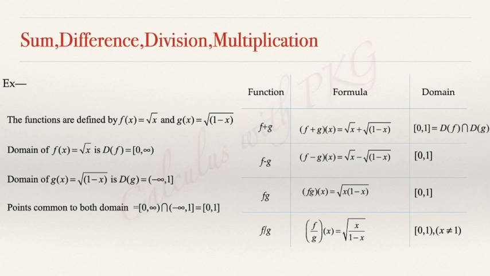Let us see one example for understanding the combination technique of functions. Suppose we consider two functions, f of x equal to square root of x and g of x equal to square root of 1 minus x. We know the domain of f of x should be non-negative real numbers, that is from 0 to infinity, which is a semi-closed or semi-open interval, and the domain of g of x is from minus infinity to 1, which is also again a semi-closed or semi-open interval.